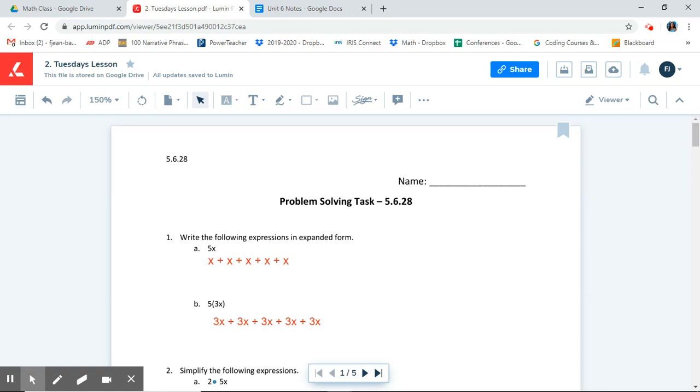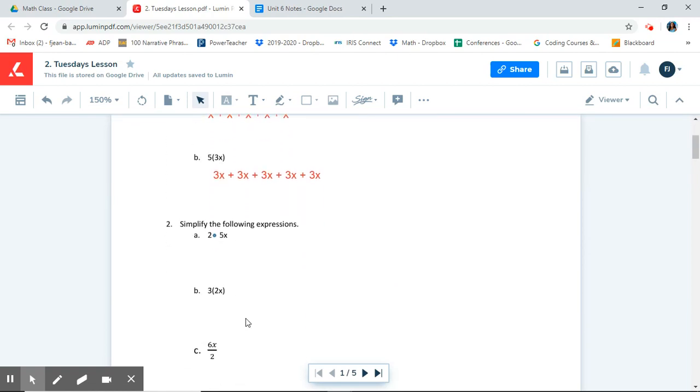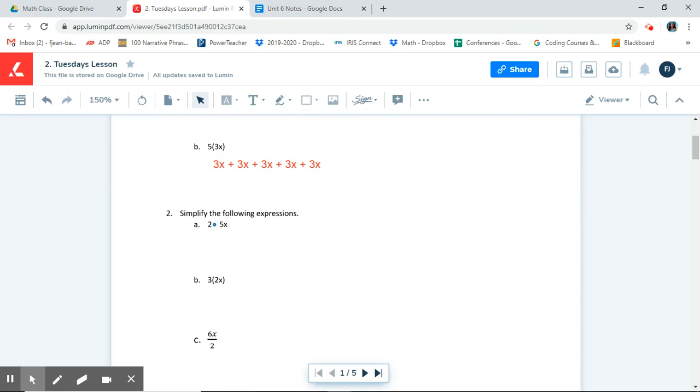Think about that and go on to do 2a and b. Don't move on to c because we're going to go over that together. Once you complete a and b, resume the video.